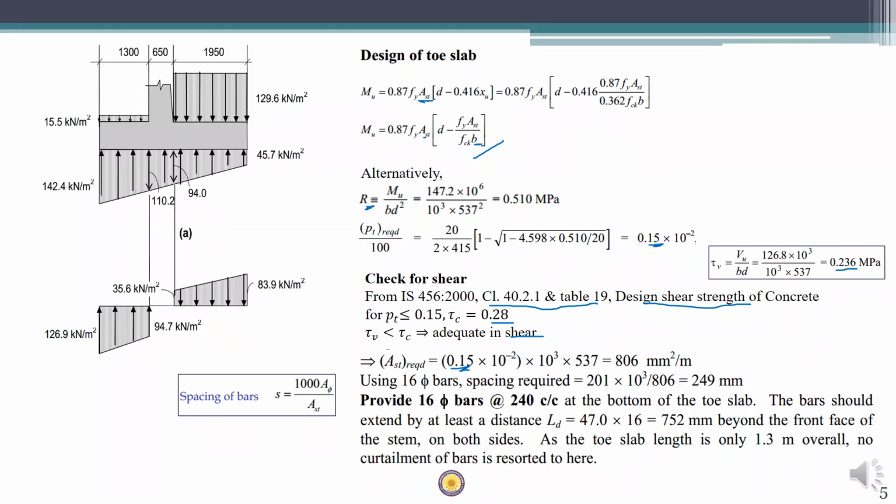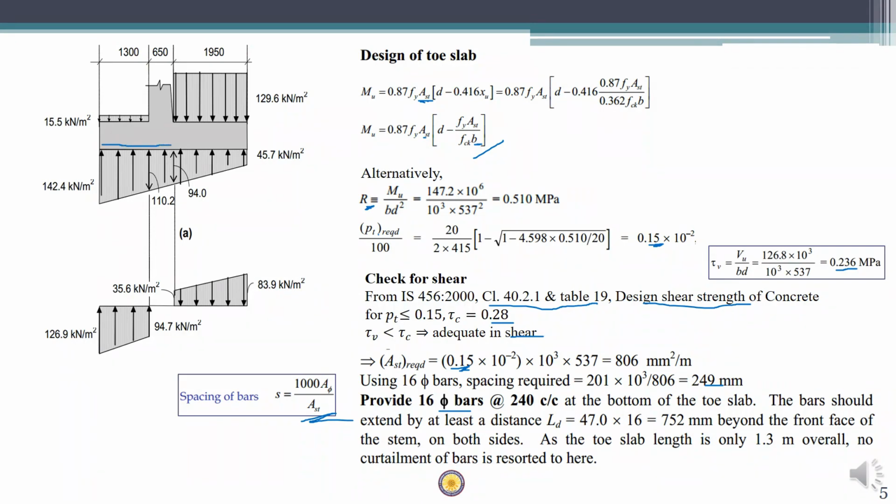Once we have the AST required, we can now find out the spacing in the slab as given in this formula: 100 into area of 1 bar divided by AST required. So we get spacing as 249 millimeters. So we have to give a spacing of 240 center to center when we are using 16 mm bars. So the toe reinforcement will go like this at the base of the toe slab.